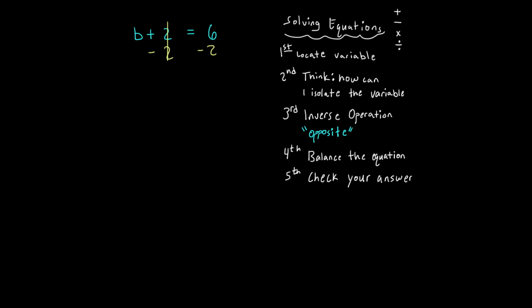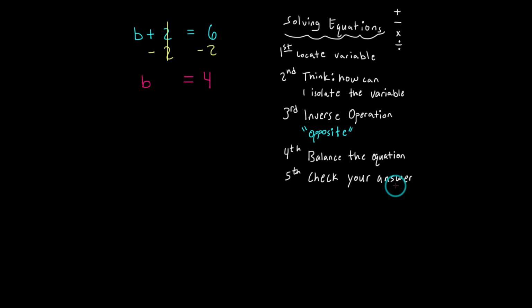I'm going to change colors real quick. I'm left with b on this side of the equation. I'm left with b only. It's equal to this stuff on the other side of the equation. Well, 6 take away 2 will give me a value of 4. So can I box this as my final answer? Well, let's move on to the 5th step.